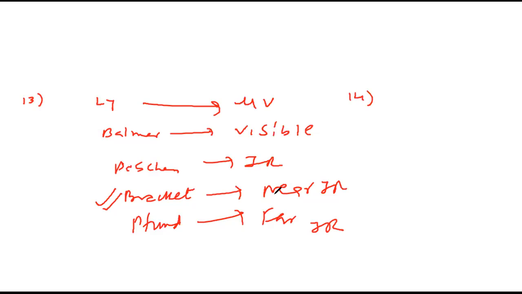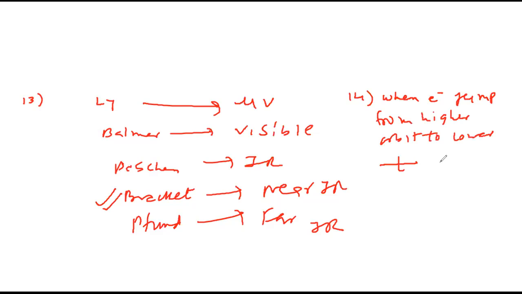14th one. Which of the following transitions of hydrogen atom gives absorption line of largest frequency? When an electron jumps from a higher orbit to lower, then it gives emission spectrum. So these two reverse points, remember, when it jumps from high to low, then emission.